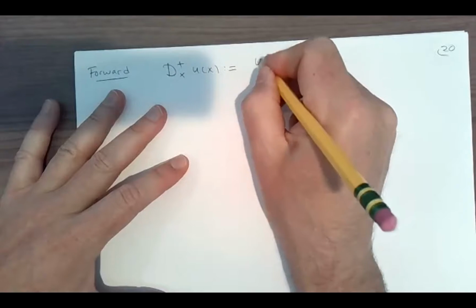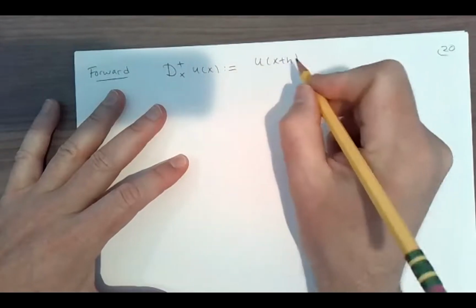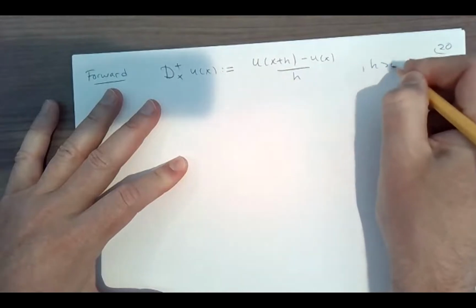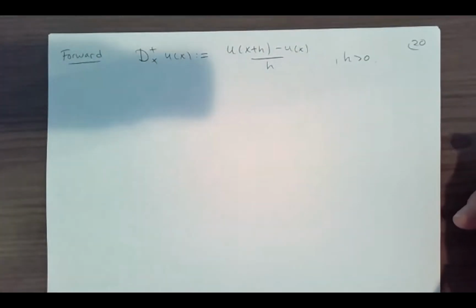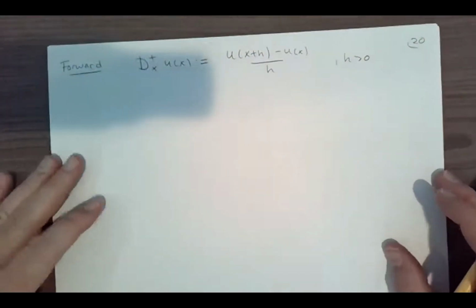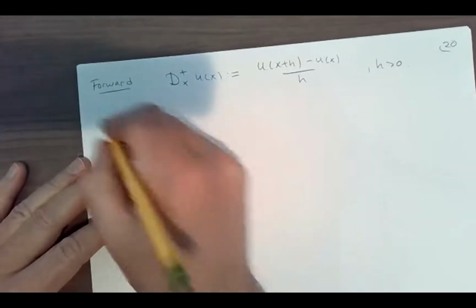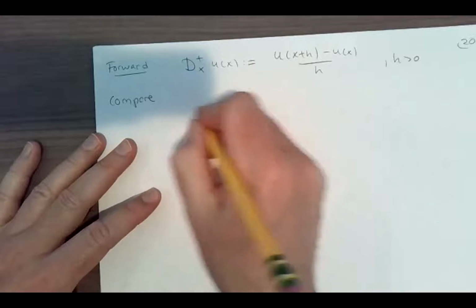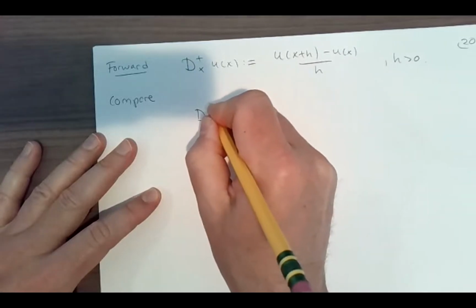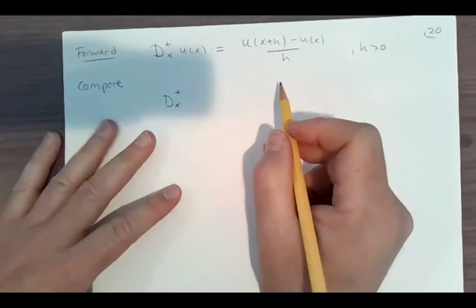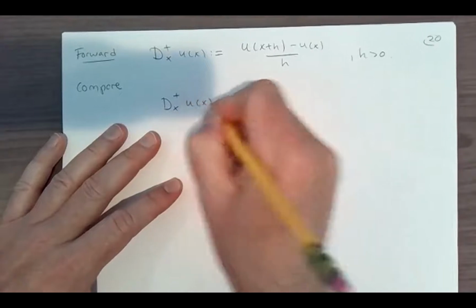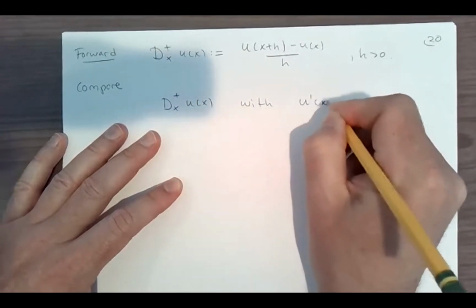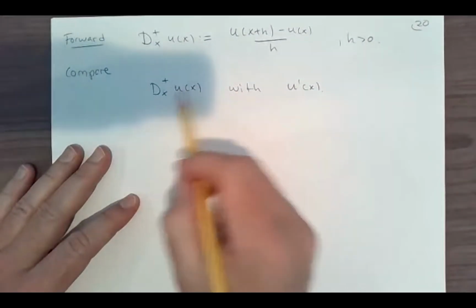This is the one that takes u of x plus h. Remember, h here is now positive. We want to see how good a job this does. So we want to compare this forward approximation with the actual derivative, and see how big this difference is.